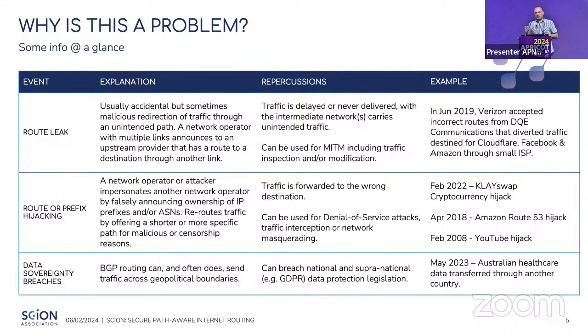But perhaps less under consideration, until quite recently, are data sovereignty breaches. BGP routing can send traffic across geopolitical boundaries, potentially breaching national and supranational legislation. For example, GDPR is EU legislation pertaining to where data can be sent. One example is that last year some Australian healthcare data was transferred through a third country when it should have been sent to Sydney, I believe. So this is becoming a growing issue.